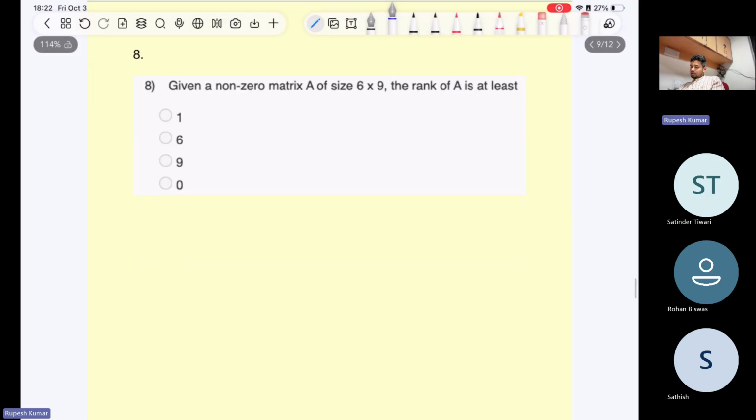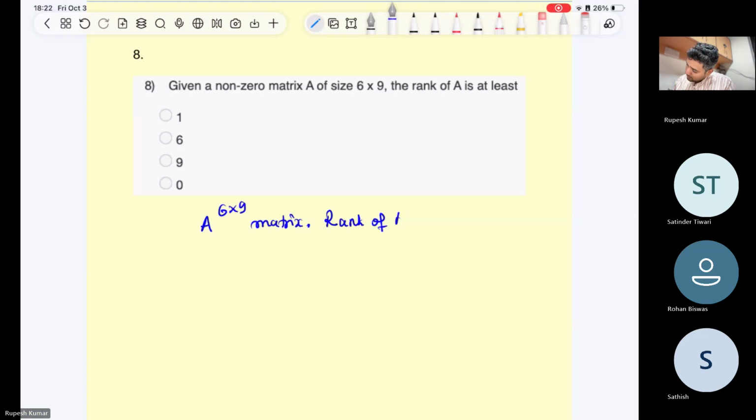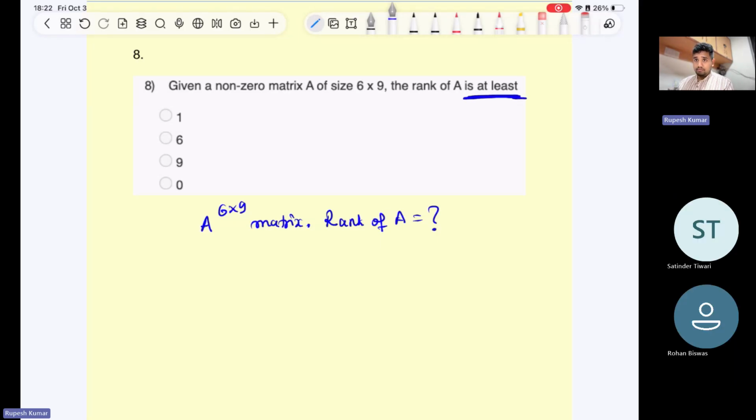Given a non-zero matrix A of size 6 cross 9, so it is a 6 cross 9 matrix, right? The question is, what is the rank of A? So what will be the rank of A? No other information is given, and the problem statement says at least. So can anyone tell me what the answer to this will be? Since no other criteria are given, we can make all entries zero, and then it will have rank zero.